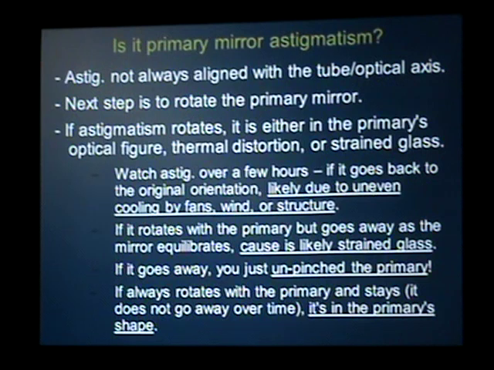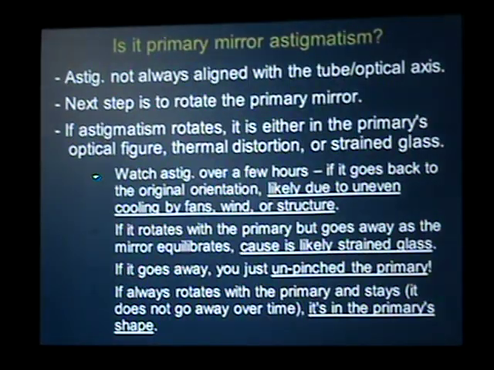We want to look and see the alignment of this astigmatism. Is it aligned with the optical axis, aligned with the tube? I have a picture that shows this in a minute. Then we want to rotate the primary mirror in the cell. And of course, watch, does the astigmatism rotate with the primary mirror? If it does, we need to take another step here.